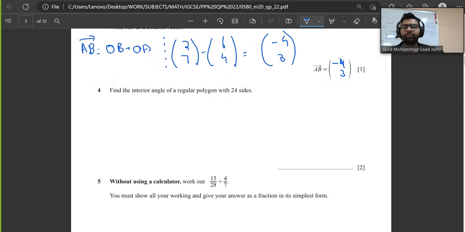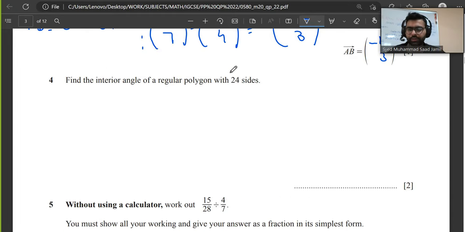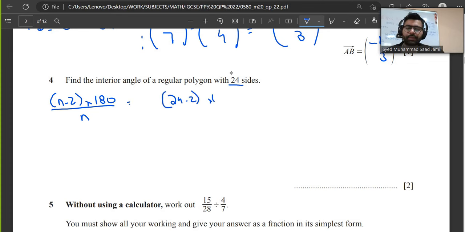Moving on to question 4, it says find the interior angle of a regular polygon with 24 sides. Look, if you ever want to find the interior angle of a polygon, the formula is n minus 2 multiplied by 180 divided by n. N basically refers to the number of sides. Alright, so there are 24 sides. 24 minus 2 multiplied by 180 divided by 24. So that would give you an answer of 165, and that's it.